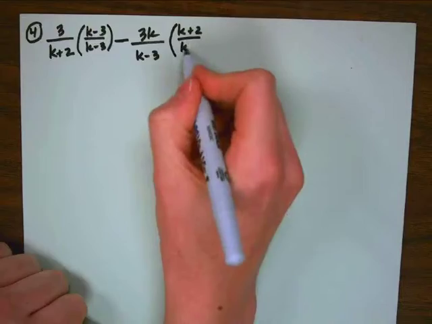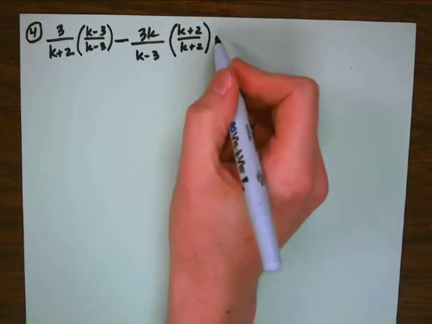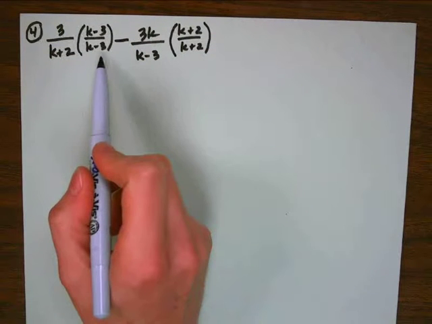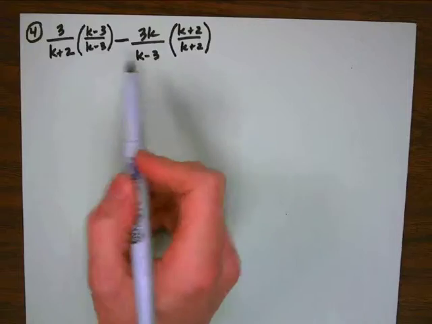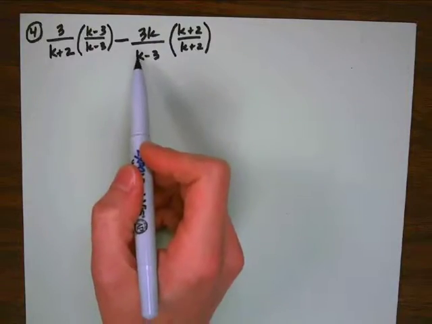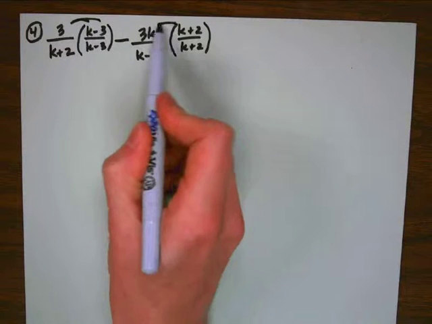fraction. Now, before you move on and do that, you want to check to make sure that you're not actually able to factor out any of the denominators and see if they have common factors. In this case, we can't factor k plus 2 or k minus 3 any lower, so we just leave it like that. Okay, so now we're going to distribute everything.